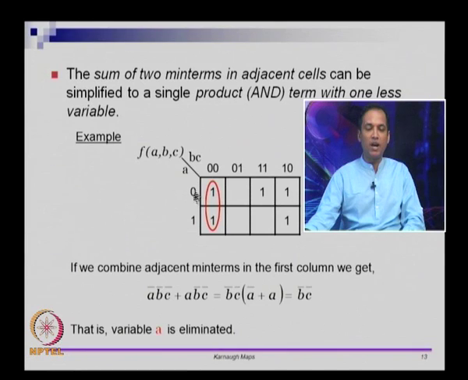This is A bar, B bar, C bar, and the expression corresponding to this min term is A, B bar, C bar. So, these are product terms. The expression which captures these two ones is A bar, B bar, C bar plus A, B bar, C bar. You can see that B bar, C bar is common. So, it is A bar plus A, which is same as B bar, C bar. If I take two ones that are adjacent to each other and if I combine them, it knocks out one of the variables.